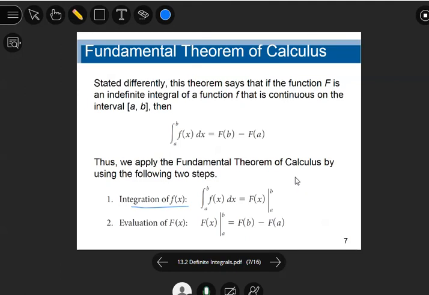As an example, if we need to integrate x to the power 2, we know it is x to the power 3 divided by 3. This answer is our F(x). Then plug in our values a and b: plug in F(b) here, and then plug in F(a), and then take the difference.